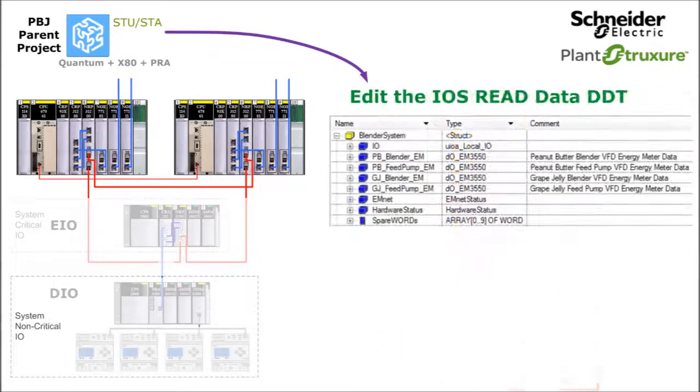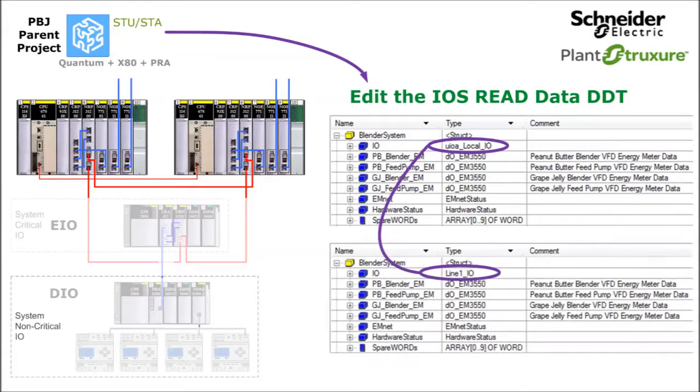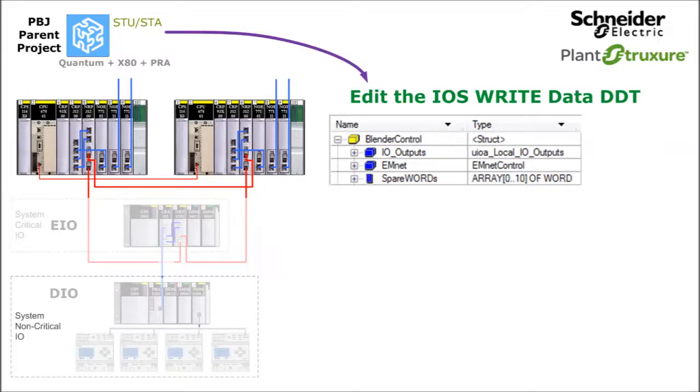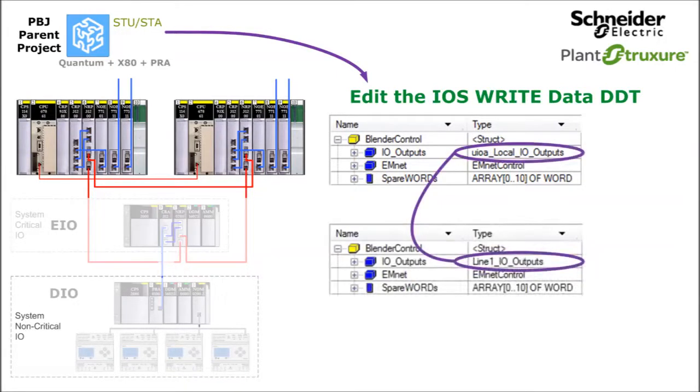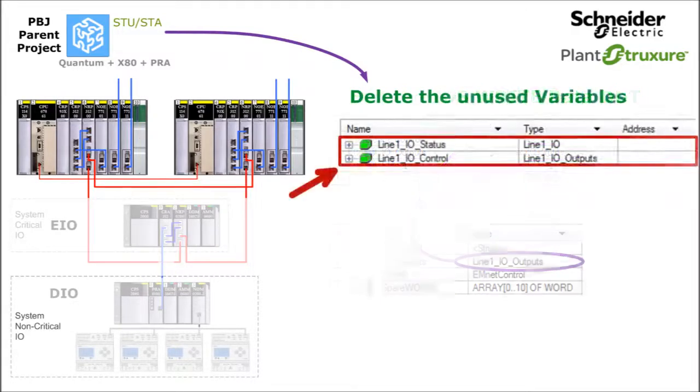Next, I will re-reference the DDT type used by the Blender System DDT element for the Line 1 IO status, and then re-reference the DDT type in the Blender Control DDT element. Now the unused variables created by the XSY import are deleted. These are not required because the status and control interfaces that these represent are also defined in the conglomerate Blender status and control DDTs defined for the data exchange.